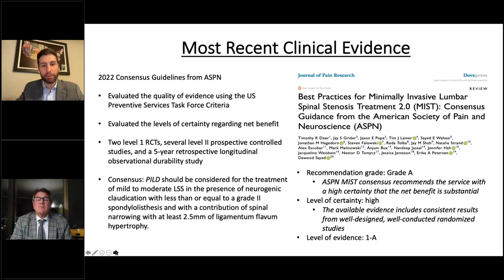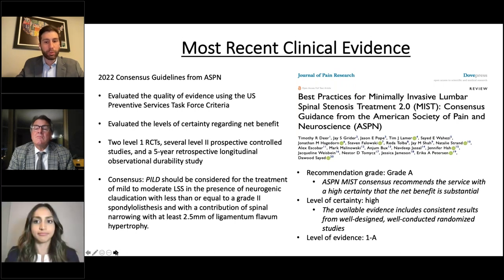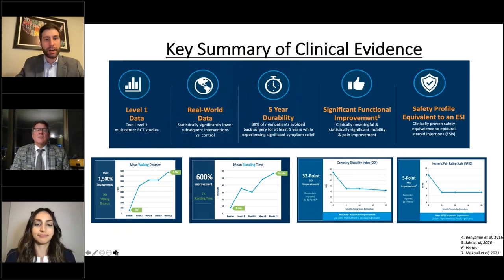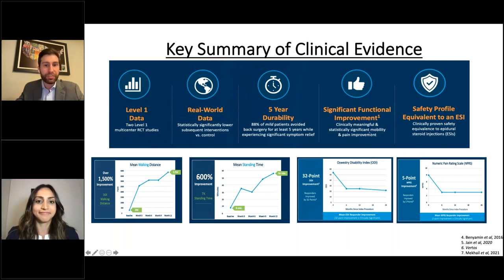Again, this is a grade A recommendation with a high certainty that the net benefit is substantial, and the available evidence is from well-designed, well-randomized clinical studies with level 1A evidence. To summarize our clinical evidence, we have level 1 data from real-world outcomes up to 5-year durability with significant functional improvement in disability scores, pain scores, walking scores, and claudication scores. And the safety profile of this intervention is equivalent to an epidural steroid injection.